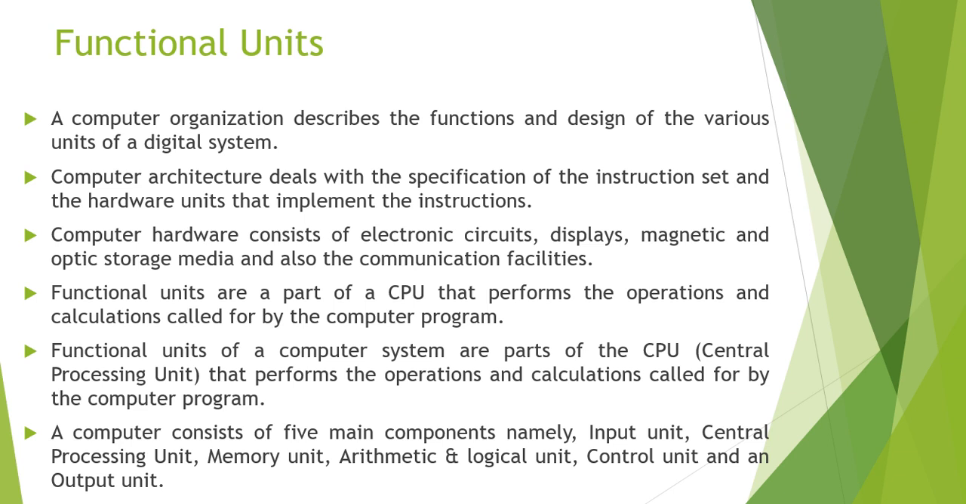Next, a functional unit is the part of a CPU that performs the operations and calculations as instructed by the user. The user gives input to the computer and expects a correct result. With the help of the CPU, it performs the calculation part and displays the result. CPU means Central Processing Unit, which is the brain of the computer.